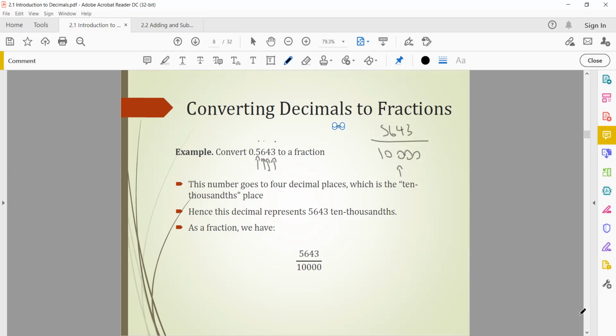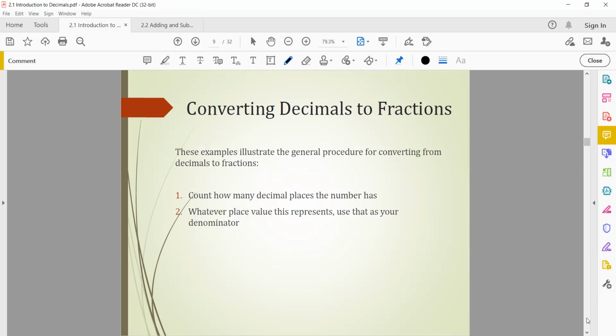So yeah, these don't really change all that much. They're pretty easy. And let's see what else we have. In the next slide, we have a general summary of what to do for these questions. Count how many decimal places the number has, and whatever place value this represents, use that as your denominator.